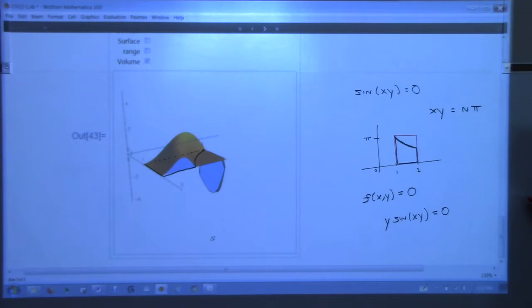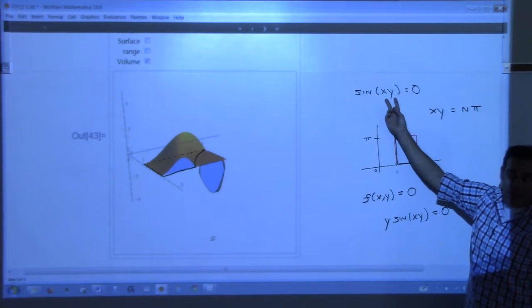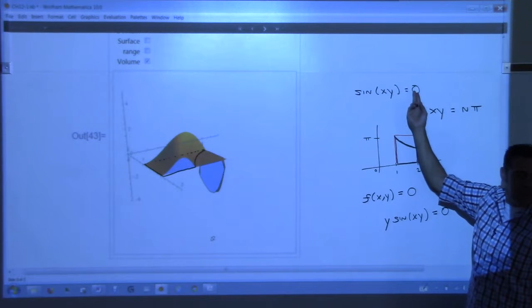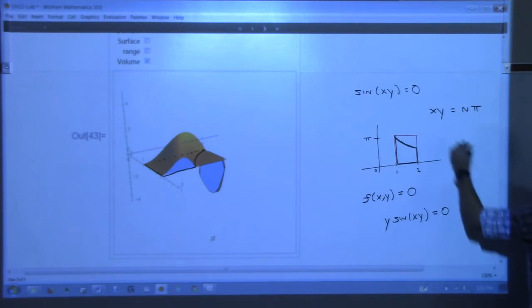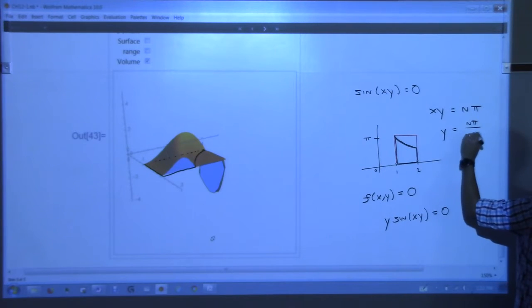No? Is that too much? No, I think you do. Yeah, that makes sense. Any multiple of pi. Because if these two multiply to be any multiple of pi, then what we have is sine of any multiple of pi is 0, right? So now if I solve this for y, then this is going to be n pi over x.